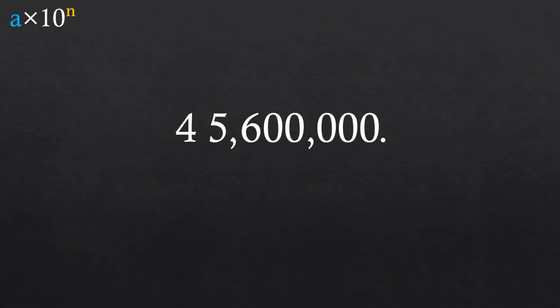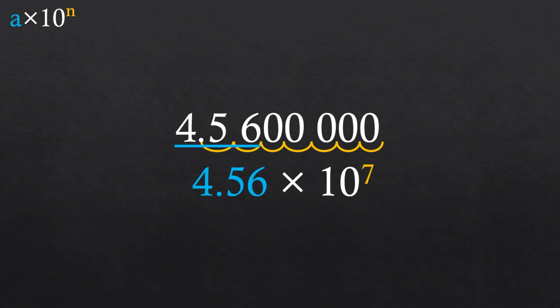To convert a large number, move the decimal so that only one non-zero digit is in front. Then count how many places you moved the decimal. If you move to the left, then the exponent is positive. Let's take 45,600,000. First, move the decimal after the 4. Then count how far you moved the decimal. That's 7 moves to the left. So your final answer is 4.56 times 10 to the 7.